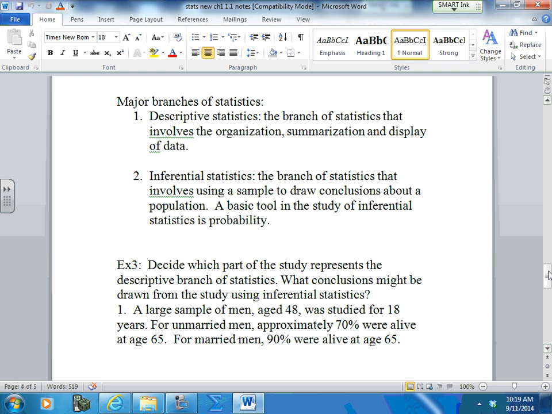So I'm looking at this. Last year, this is just made up, 67% of all high school students went to college. That's my statistic. Is it a parameter or a statistic? 67% of all high school graduates, population.